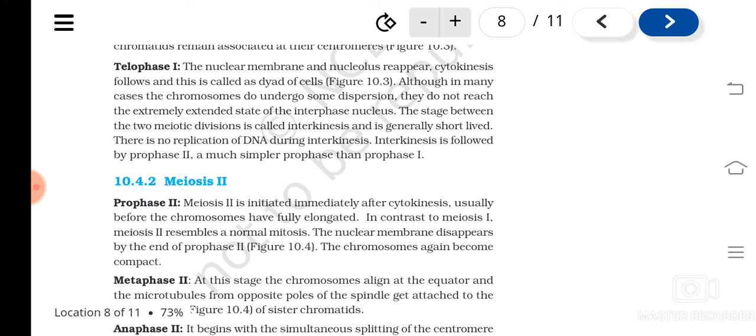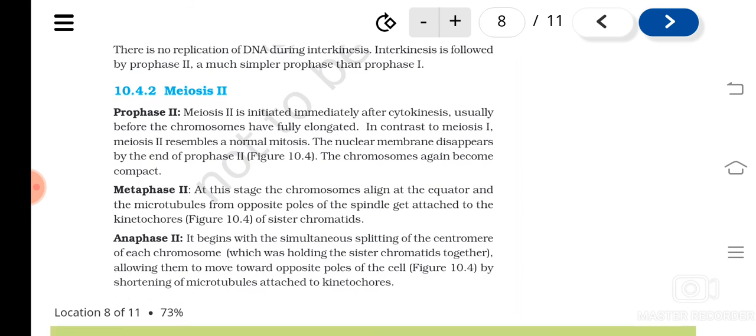Okay, understood? It's not a long process. Here we can see a short break between meiosis 1 and meiosis 2, and then it will be followed by prophase 2. That is also a simpler process than prophase 1. Now, prophase 2, the cell is entering into meiosis 2.